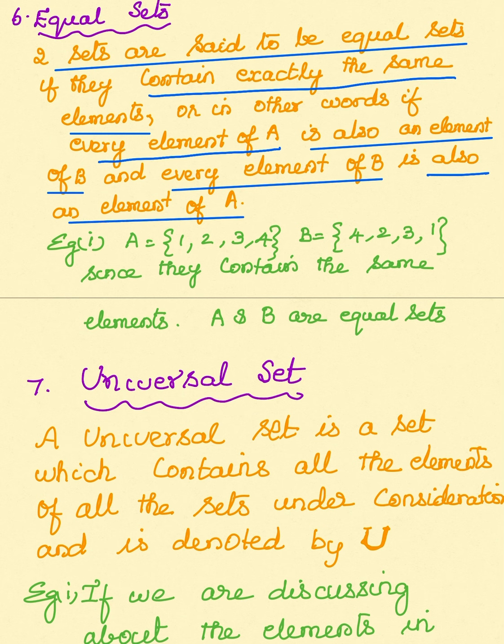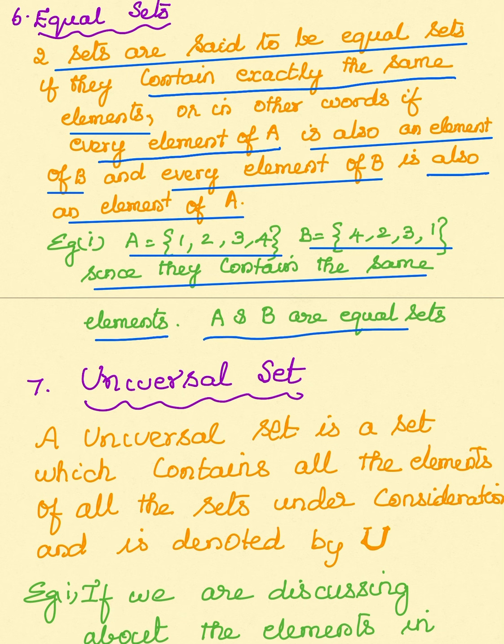Now let us go and see the example. A is equal to {1, 2, 3, 4}. B is {4, 2, 3, 1}. See, they contain the same elements. Here the elements are 1, 2, 3 and 4, and here also 1, 2, 3 and 4. They are placed in different positions, that's all. So they contain the same elements, and A and B are examples of equal sets.